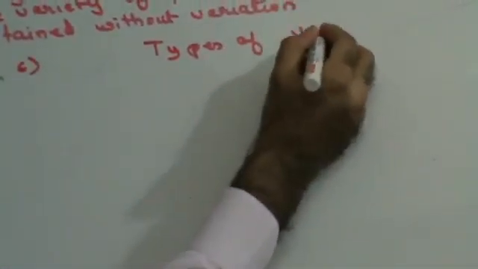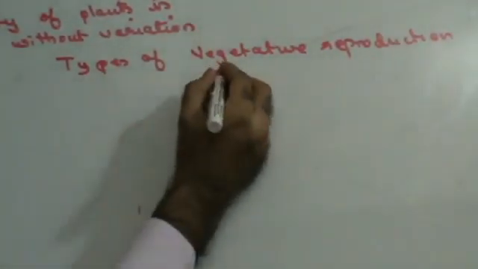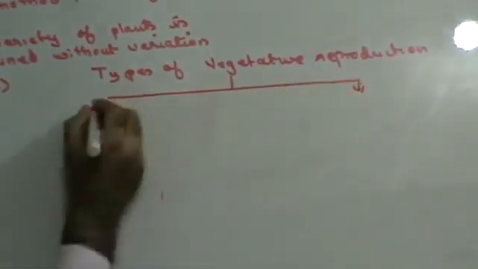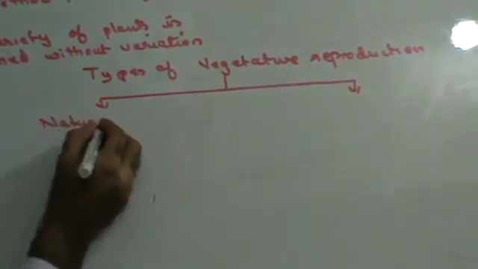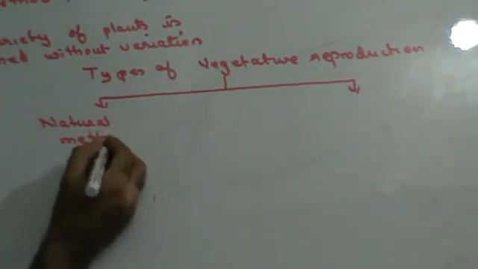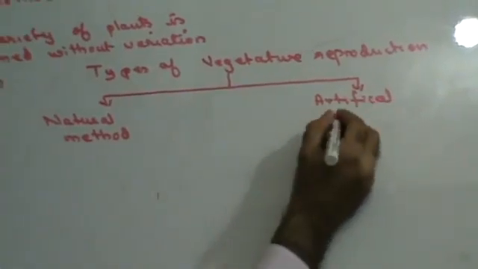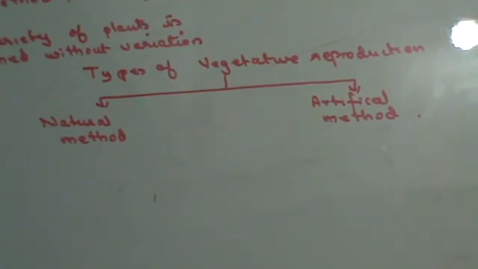Types of vegetative reproduction. Now if we talk about types of vegetative reproduction, the vegetative reproduction is basically classified into two types. One is the natural methods and the other is artificial methods. Natural method and you have artificial method. Right?